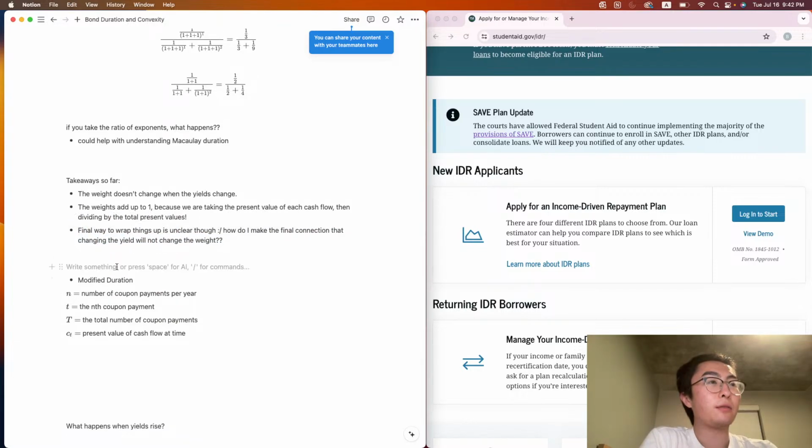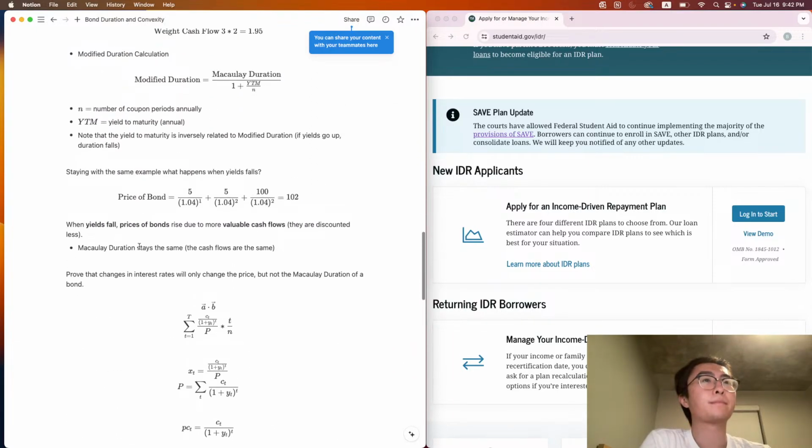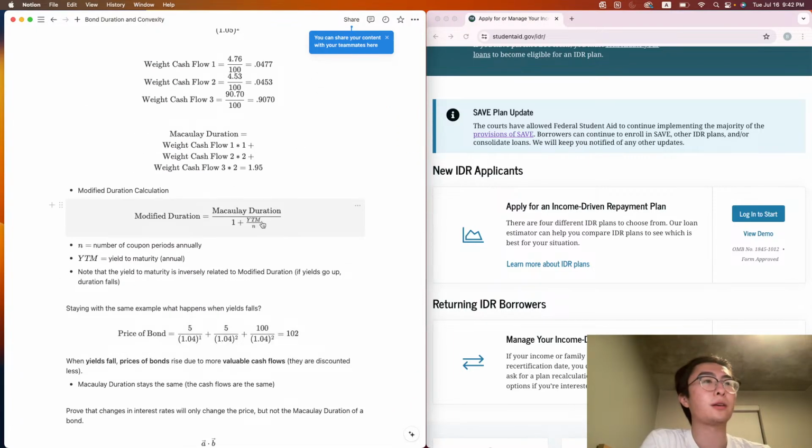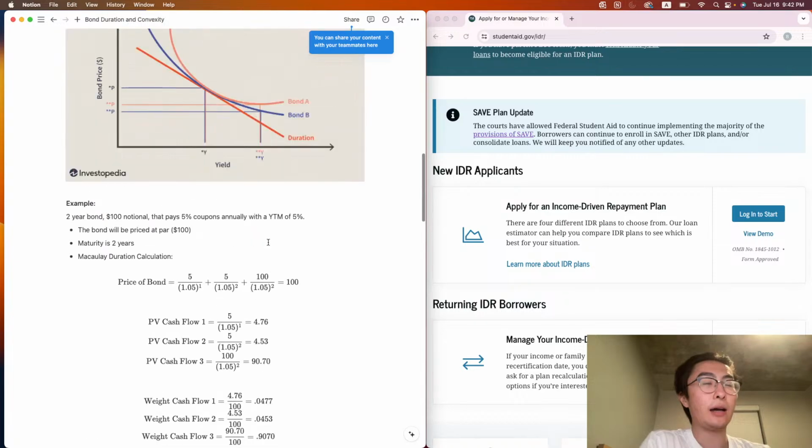Modified duration is slightly different. You take Macaulay duration, and I think you divide that by 1 plus the yield to maturity divided by n, the number of coupon payments per year. And so as yield to maturity goes up, your duration actually falls. So there's an inverse relationship between yields and duration.